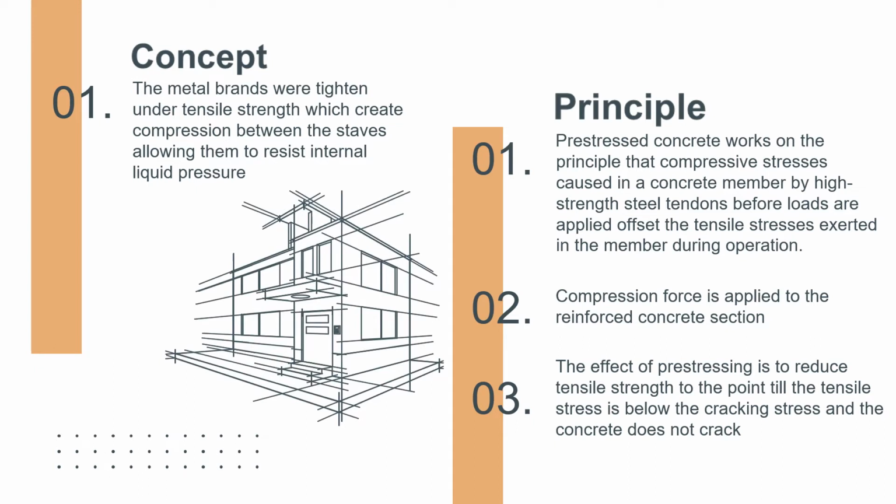So the concept is that metal bands were tightened under tensile stress, which creates compression between the staves, allowing them to resist internal liquid pressure. The principle: prestressed concrete works on the principle that compressive stress caused in a concrete member by high strength steel tendons before loads are applied offsets the tensile stresses exerted in the member during operation. Compression force is applied to the reinforced concrete sections, and the effect of prestressing is to reduce tensile stress to the point where it is below the cracking stress and the concrete does not crack.